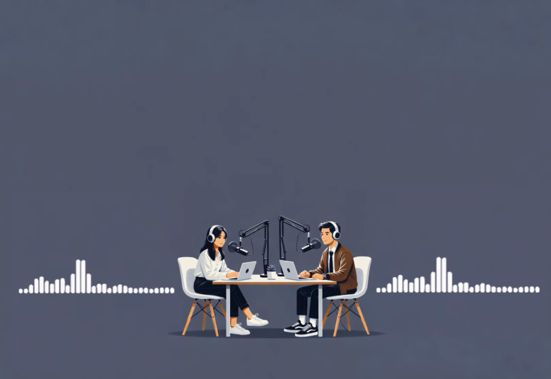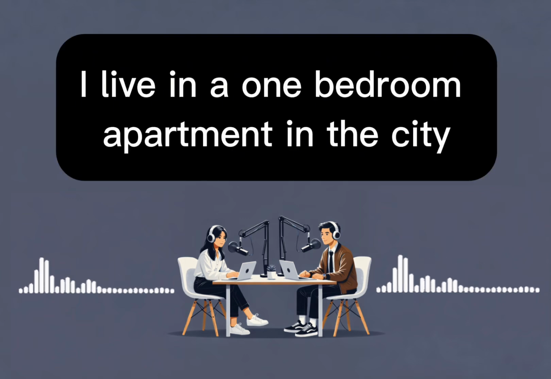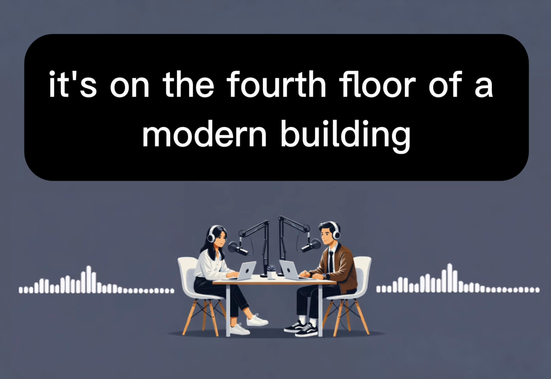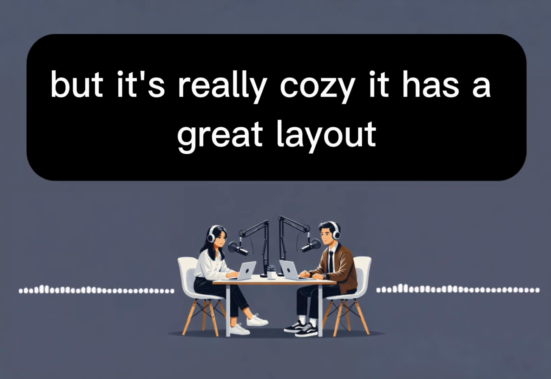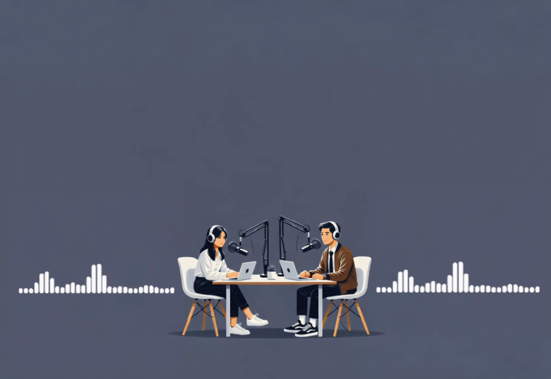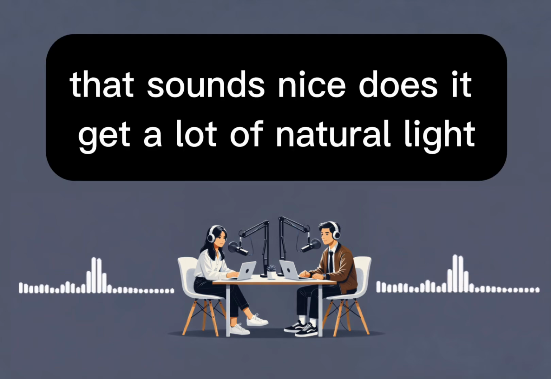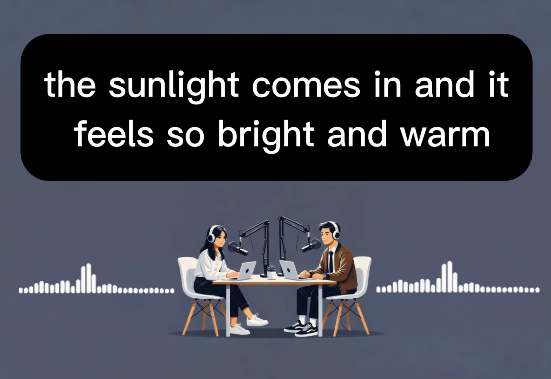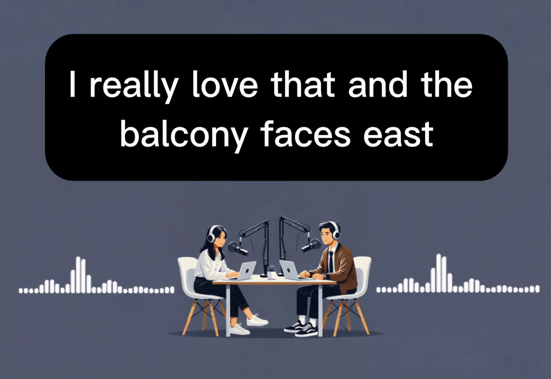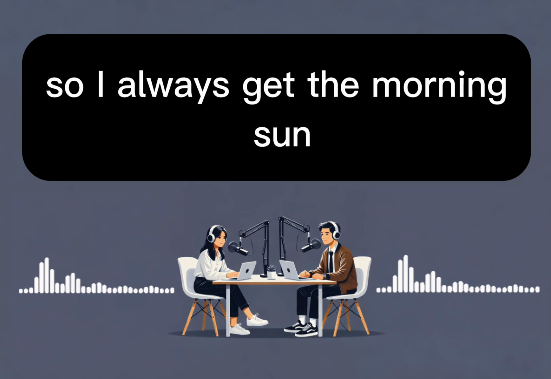Oh, sure. I live in a 1-bedroom apartment in the city. It's on the 4th floor of a modern building. The apartment is not huge, but it's really cozy. It has a great layout. Everything is in the right place. That sounds nice. Does it get a lot of natural light? Yes, there are big windows in the living room and the bedroom. In the morning, the sunlight comes in and it feels so bright and warm. I really love that. And the balcony faces east, so I always get the morning sun.